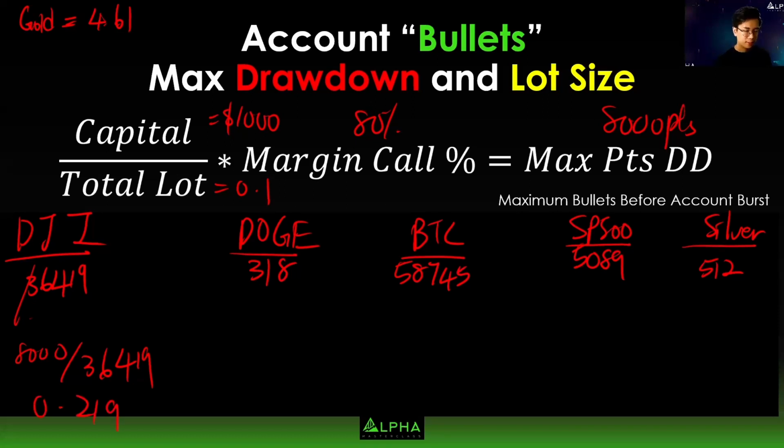0.219. This is in days. Okay, come, you type out all the numbers first, then I tell you guys what you are calculating. Yeah, calculate for me.